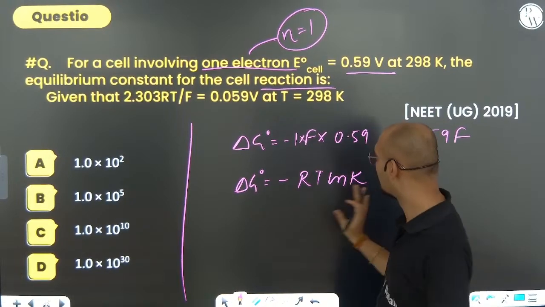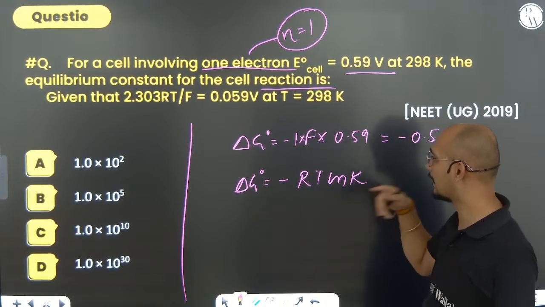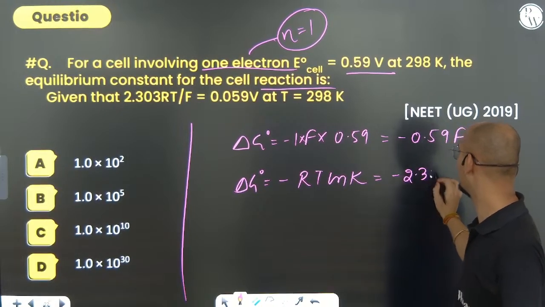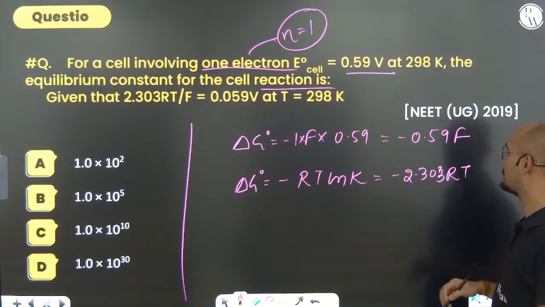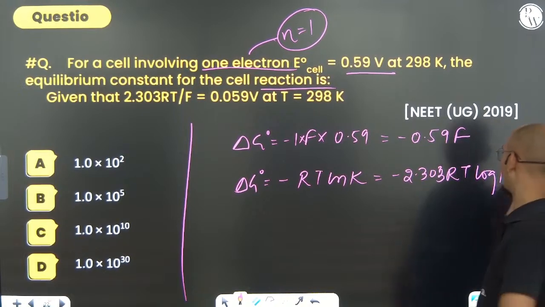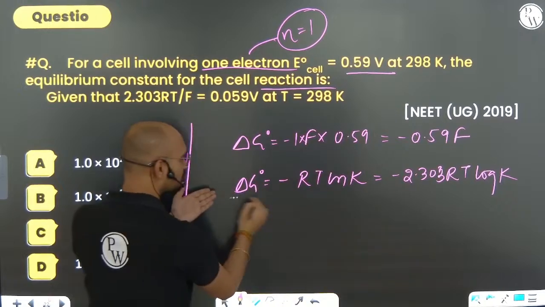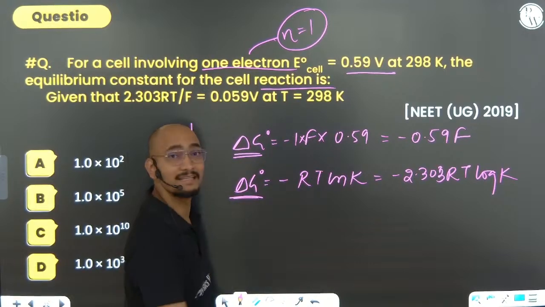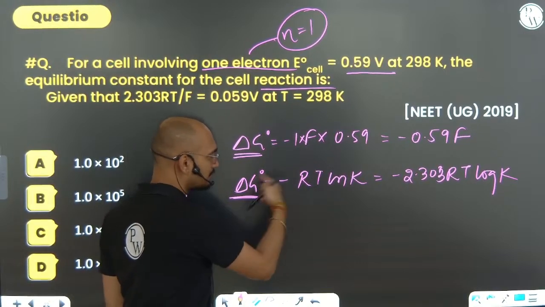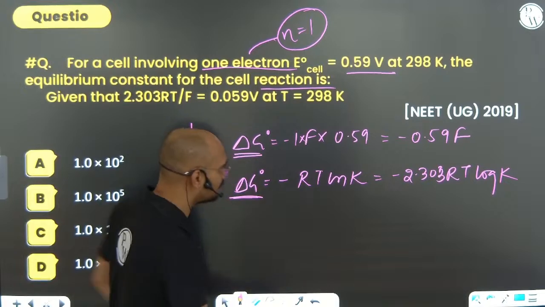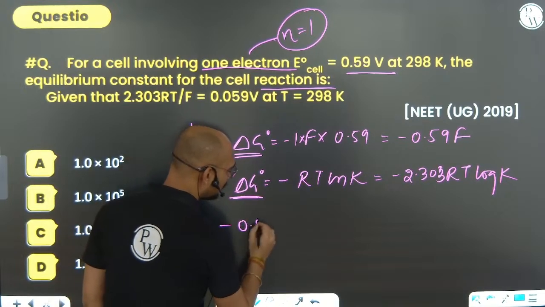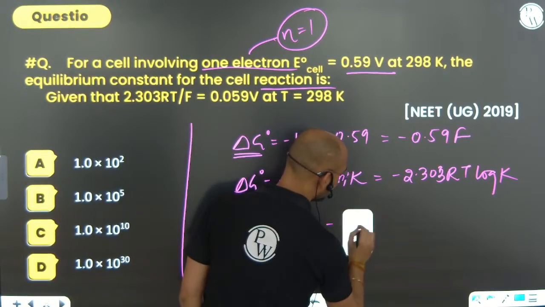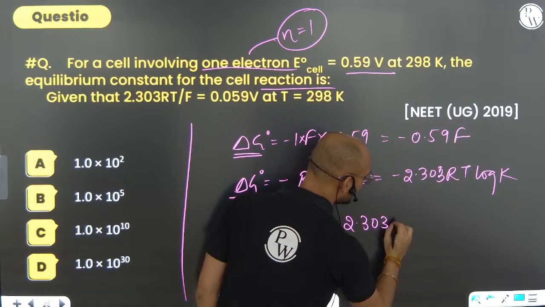Yes or no? Now what is it asking for? It is asking for K. So we can say it is minus 2.303 RT log K. Let's just equate both of them, because it is also delta G naught, it is also delta G naught. Why? Because one relation of delta G naught is with E naught, while another relation is with K, and we are equating both of these. What will happen? Minus 0.59 F will be equal to minus 2.303 RT.